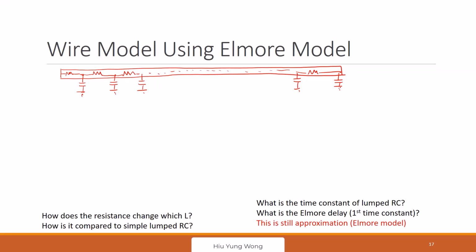First of all, let's say the resistance per unit length is small r. The capacitance per unit length is small c. Okay, so what is the total resistance?